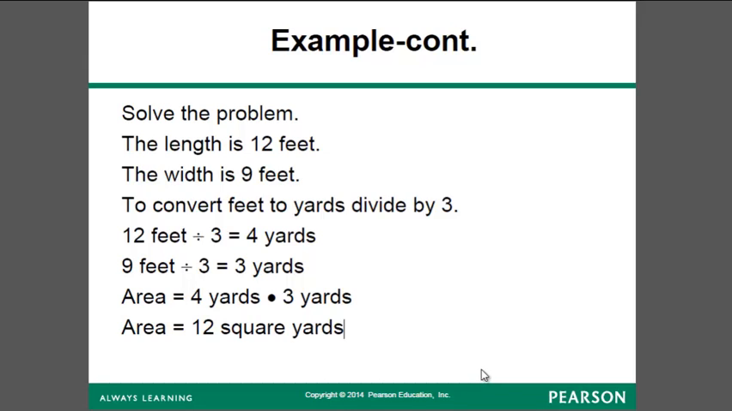The second question was how much is the tile going to cost if it costs $25 per square yard? So I need to take my 12 square yards and multiply it by $25. And I'll get that it's going to cost $300 for the tile.